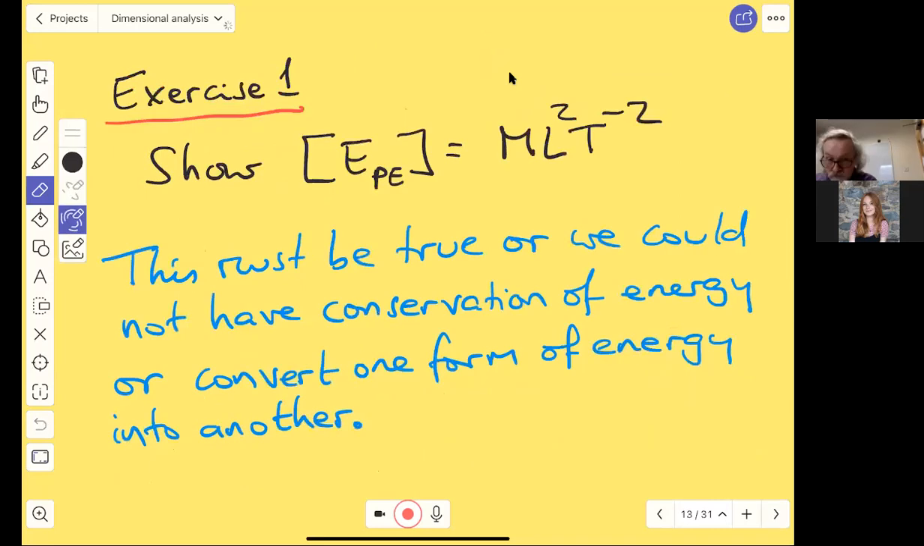Okay, so I have some exercises for you in this talk, and next week I'm going to send you, or Shauna will kindly send you, a link to a video giving you the answers to the exercises. I think the way you get benefit from a talk is actually by doing something, getting your fingers dirty. So you know the expression for potential energy, mgh: show it has the same dimensions. It must be true, or you would not be able to convert kinetic energy into potential energy, say. Okay, that's the first exercise.